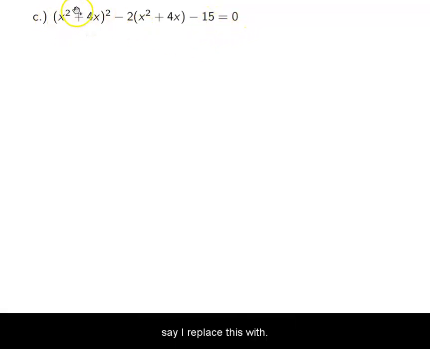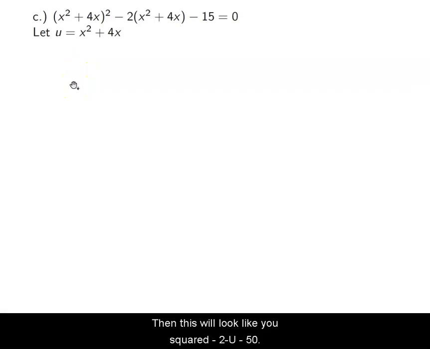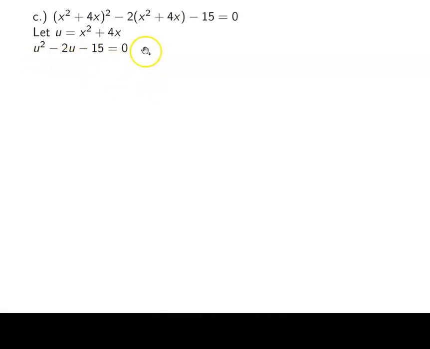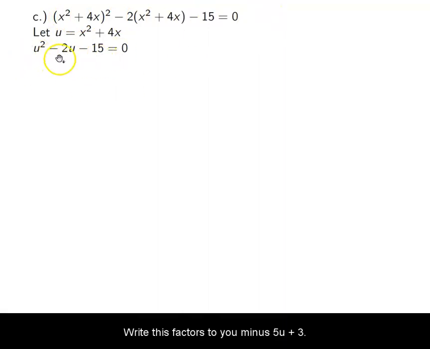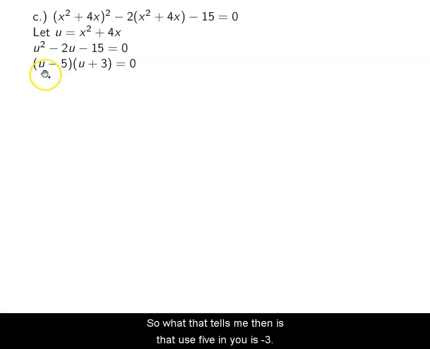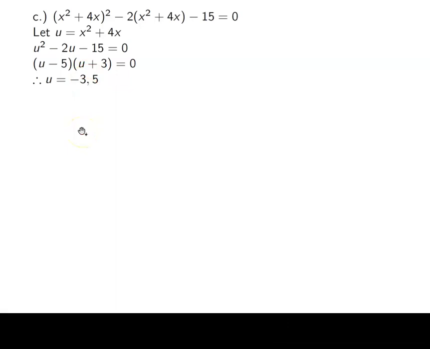Let's say I replace this with u. Let's say I said u equals x squared plus 4x. Okay. Then this will look like u squared minus 2u minus 15. That is way easier to solve than trying to expand this out because this is factorable, right? This factors to u minus 5, u plus 3. Right? So what that tells me then is that u is 5 and u is negative 3. But we're not done, okay?